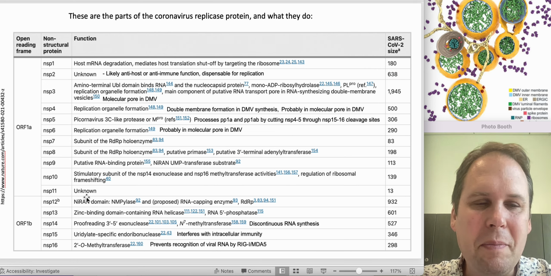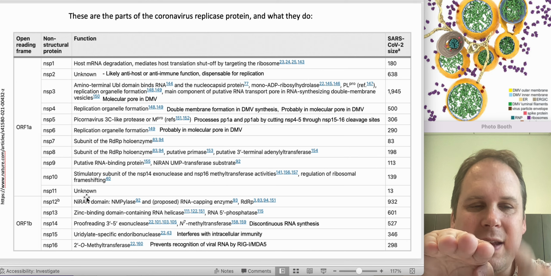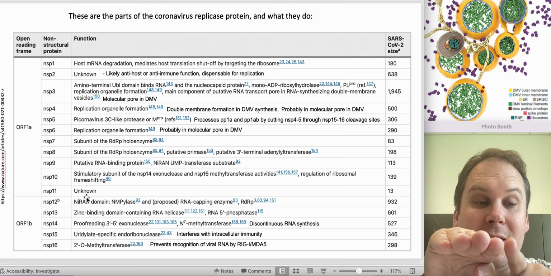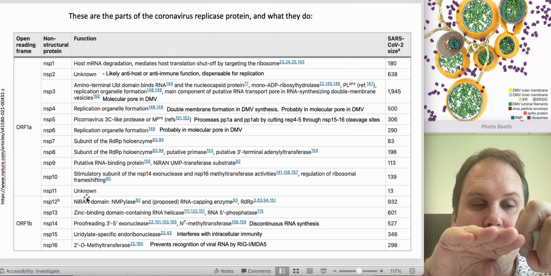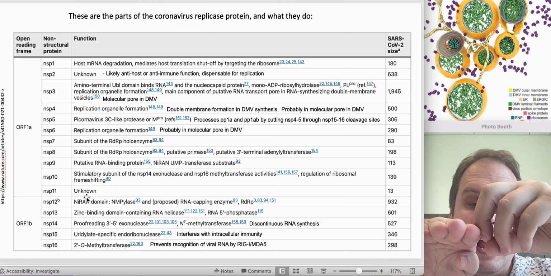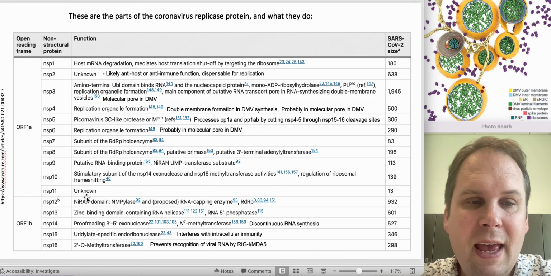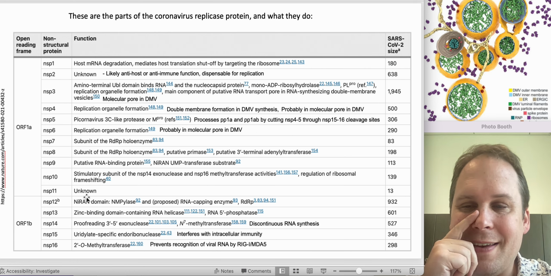You remember how we did GAG and we would translate up to a stop codon? And then if we had a pseudoknot and we had a slippery site, we could sort of push back one nucleotide and continue to translate. And that's exactly what coronavirus does.